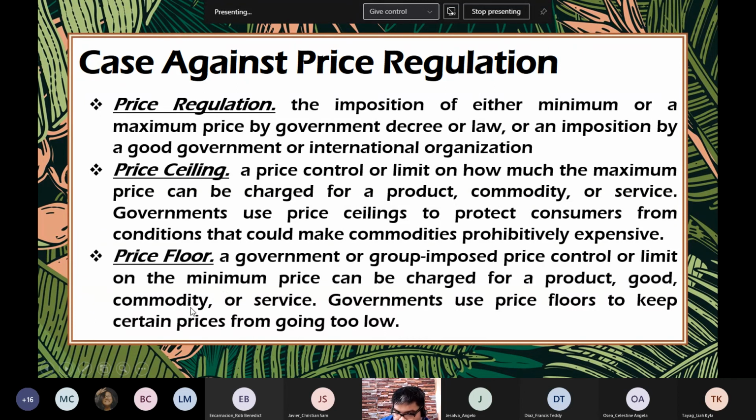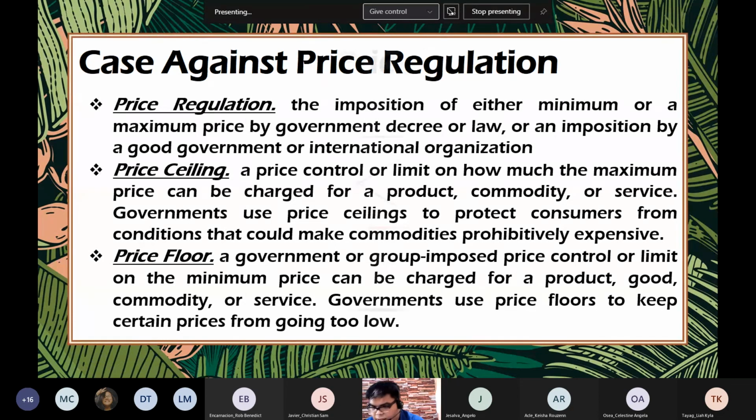Next, price floor. Miss Akle. Price floor, a government or group imposed price control or limit on the minimum price can be charged for a product, good, commodity, or service. Government use price floors to keep certain prices from going too low. Okay. Ito naman, para kumita pa rin yung mga businesses. Kasi minsan, pag intense yung competition, ang ginagawa nila dyan, pababaan ng presyo. Ibababa nila ng ibababa yung price, hanggang sa hindi mo na kayang labanan yung competitor mo. So that's why the government places the price floor. Oops, ang isang bag ng asin ay 10 pesos lang. Hindi mo na pwedeng ibenta ng 5 piso lang.